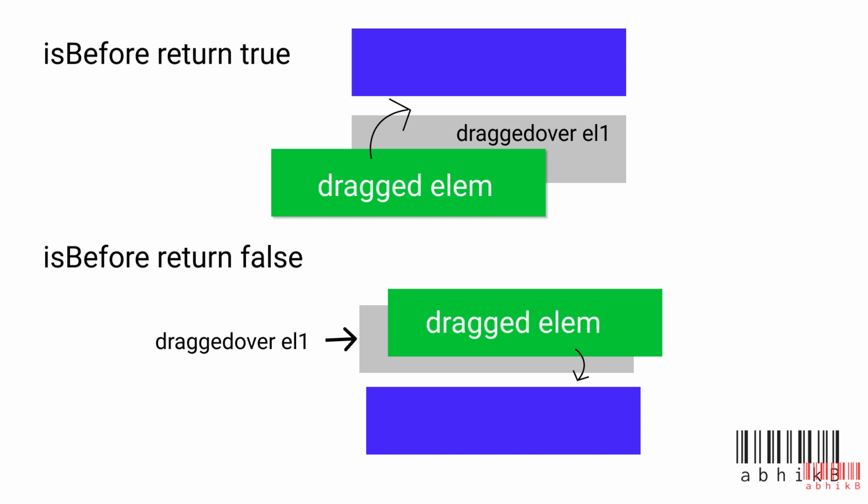Otherwise, if isBefore returns false, then this green one is dragged down from its original position. So in that case the green one will be inserted below the gray one and before the blue one. If the blue one exists, then before the blue one, otherwise it will be the last child, obviously. So that's what isBefore will help us do.